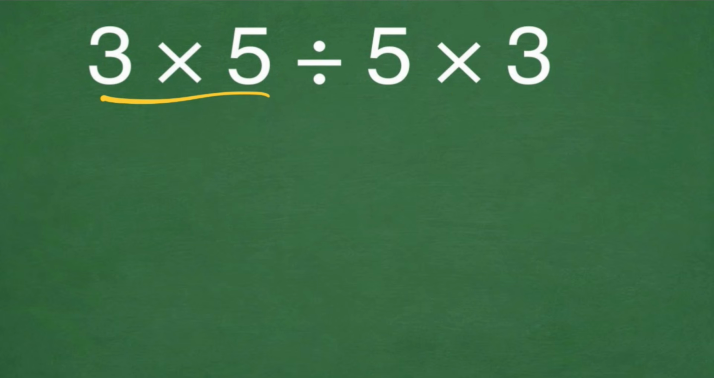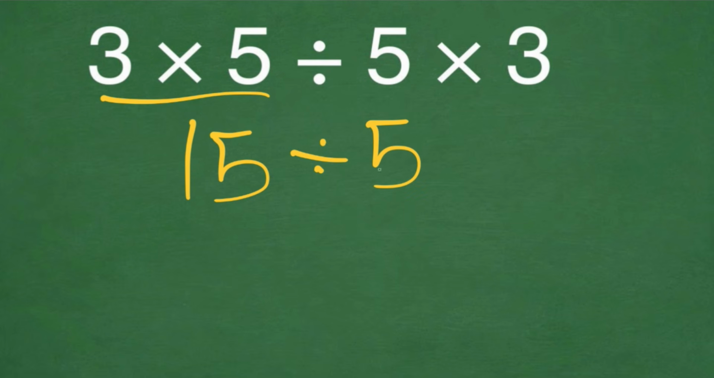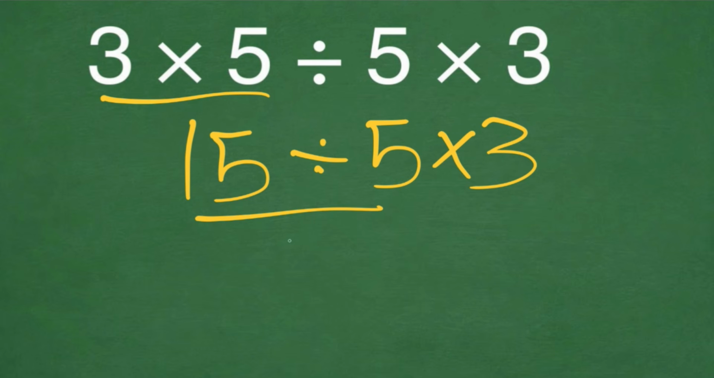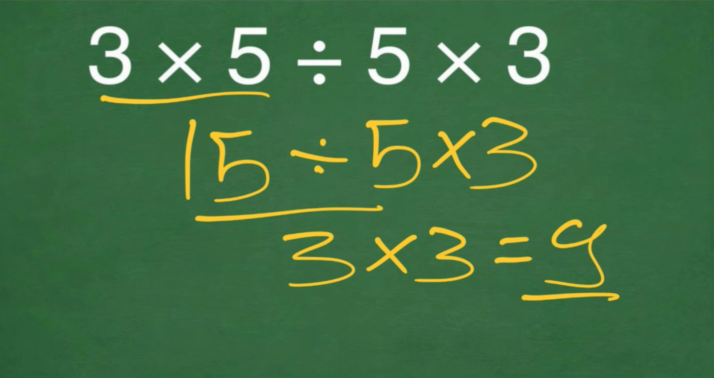So 3 times 5 gives us 15, and 15 divided by 5 times 3 is going to be the next equation, and 15 divided by 5 gives us 3, and 3 times 3 is equal to 9, right? So the final answer to this question is 9.